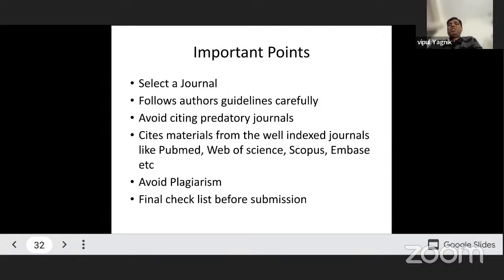Final checklist before submission. You have to make a final checklist before submission, like whatever we have discussed. Your title page should be clear, whether the main text is there or not, acknowledgement, conflict of interest, financial interest, references, everything should be in order. So you have to fill the checklist before submission. Next page, please.